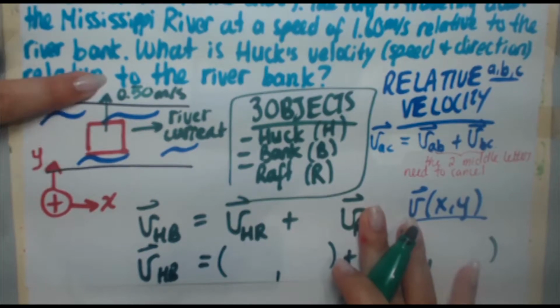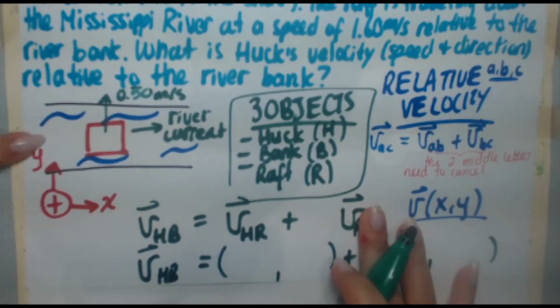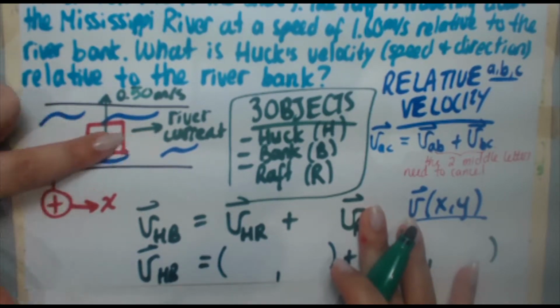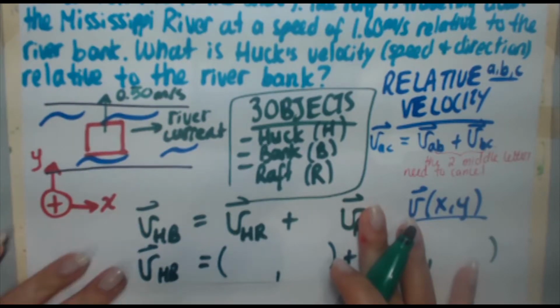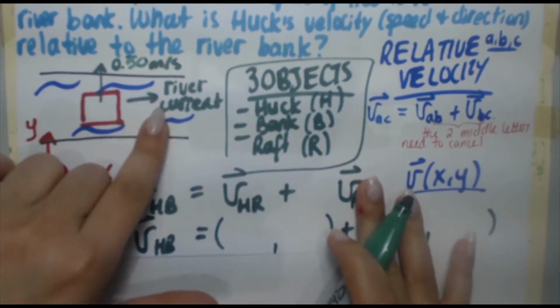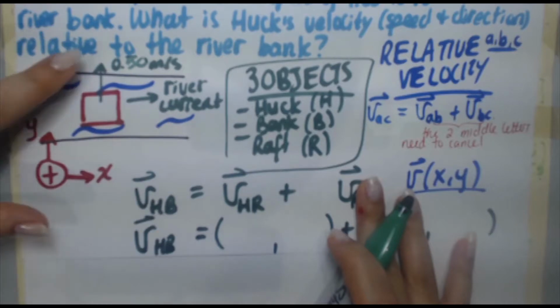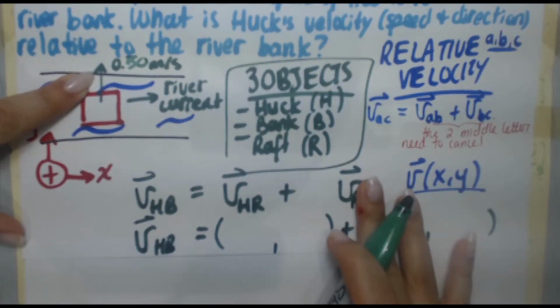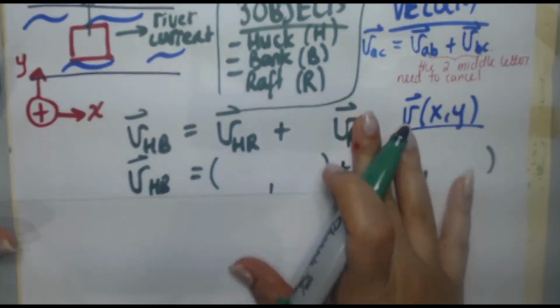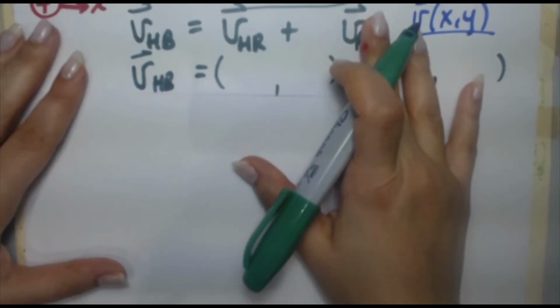Huck relative to his raft, based on our picture, take a look. Huck is moving in the positive y direction. The river current's going in the positive x direction. The current has no y direction. Likewise, Huck on his raft has no x direction. So we're going to input those numbers as is.